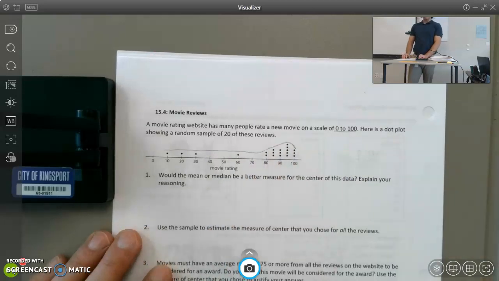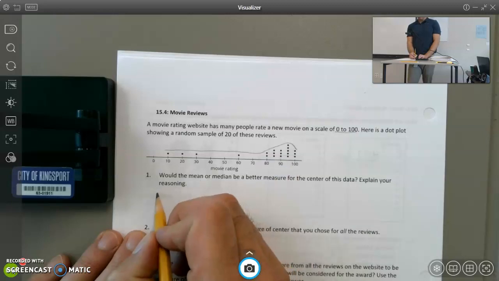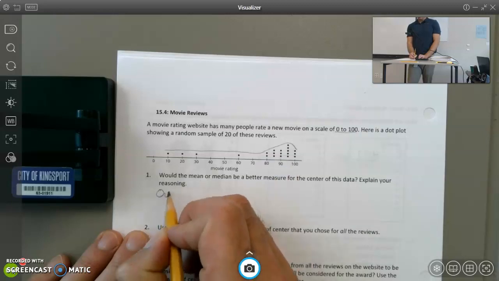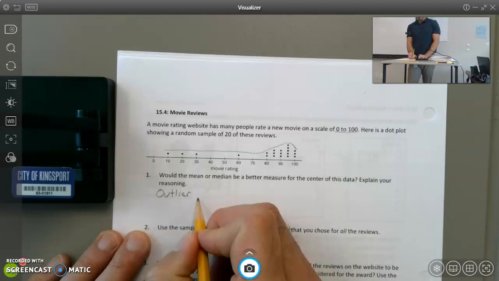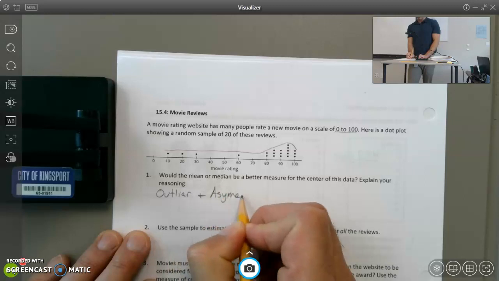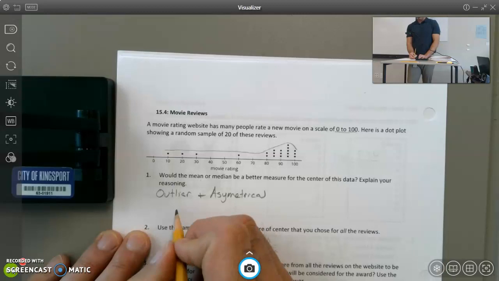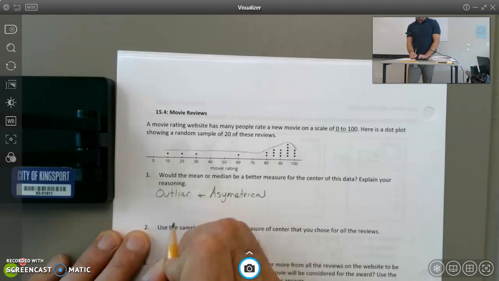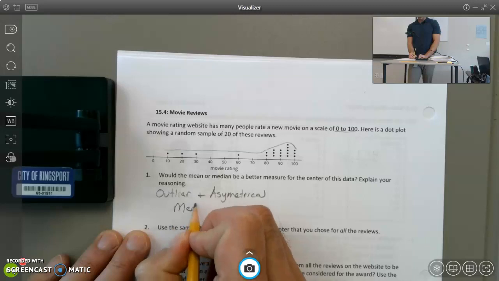Well, this is how we started our lesson. How would you describe this data? One, I would say there's an outlier, maybe a few outliers, and it is asymmetrical. So therefore, I would say that this data would best be served by looking at the median.